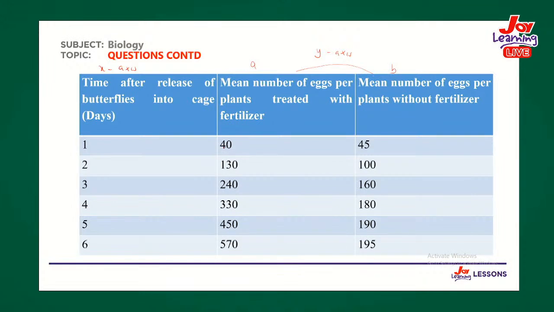You start with plotting A's values: 40 to 1, 130 to 2, 240 to 3, 330 to 4, 450 to 5, 570 to 6. When you are done, for A you can use a symbol like this. When you get to B, you can use a triangle with a dot to tell us that B is the one with the triangle with a dot, whilst A is the shaded round dot. So when you get to B, you take 45 against 1, 100 against 2, 160 against 3, 180 against 4, 190 against 5, 195 against 6. This is what we call the plotting of the points, the X and Y points.